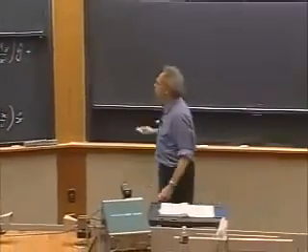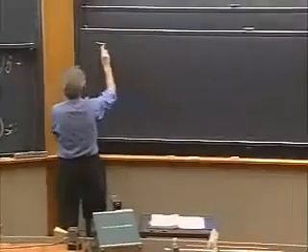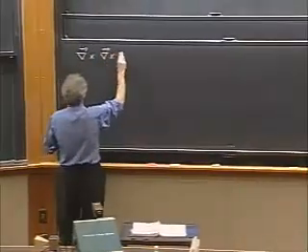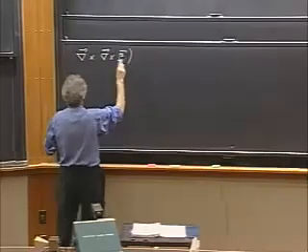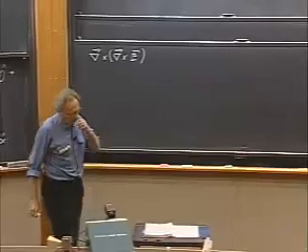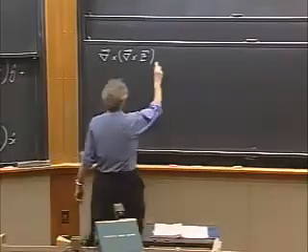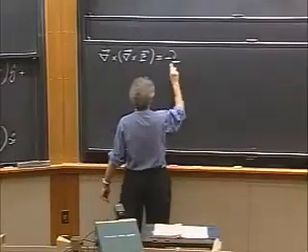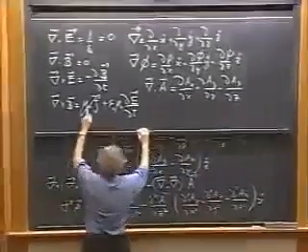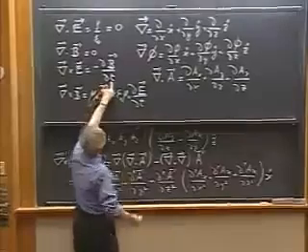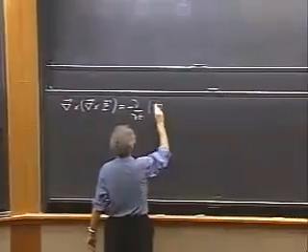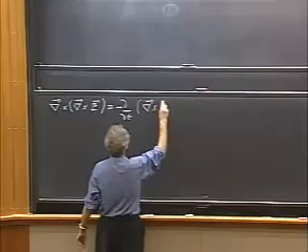So what I'm going to do now, I'm going to take the curl of E, and I know that the curl of E is minus dB/dt, and so that is minus d/dt times the curl of B.